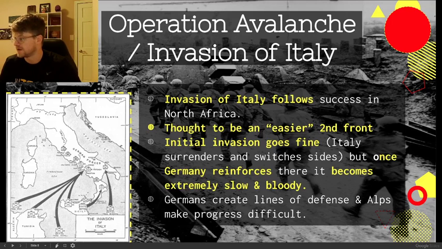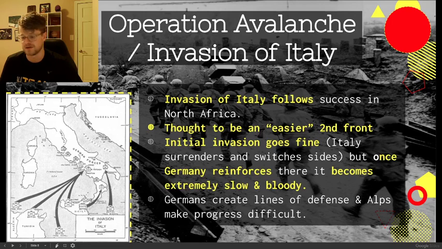The invasion of Italy follows that success in North Africa. The thing that is really strange about Italy, well, there are multiple things that are really strange, is that initially the Allies thought of it, Churchill calls it the soft underbelly of Europe, and it proves to be anything but that. The initial invasion of Italy itself goes totally fine. It's very smooth.